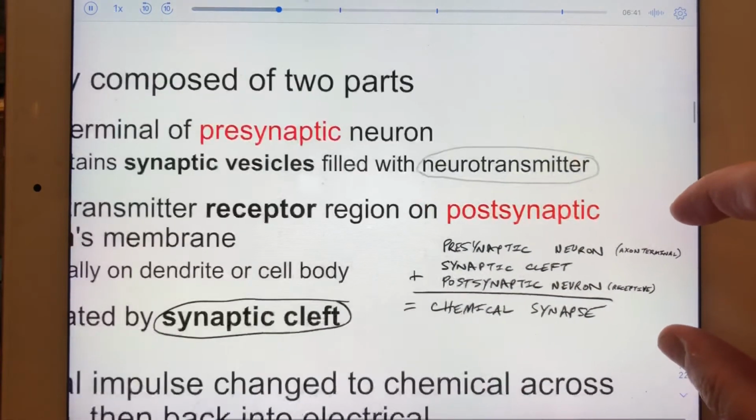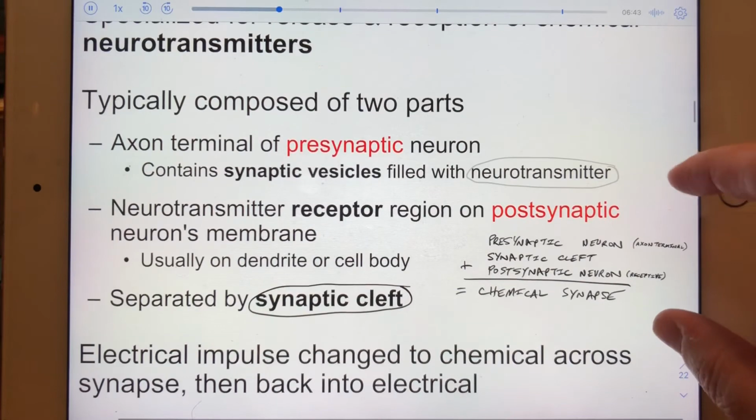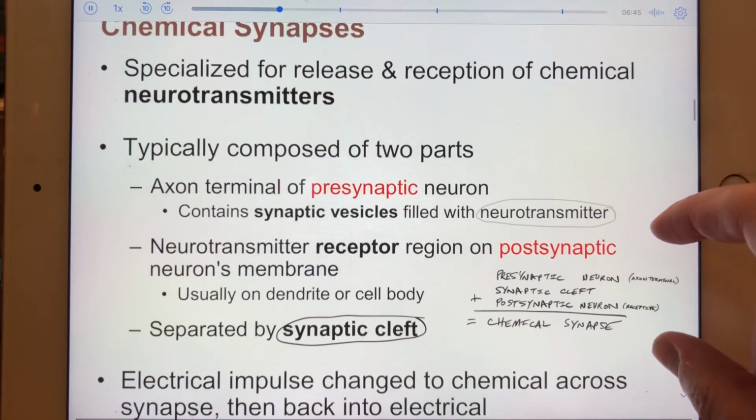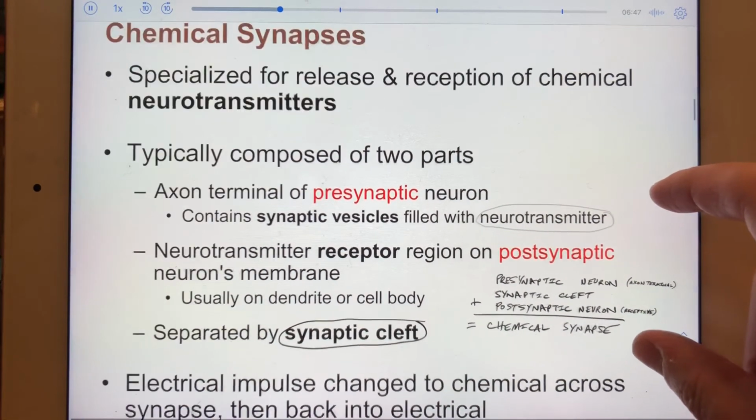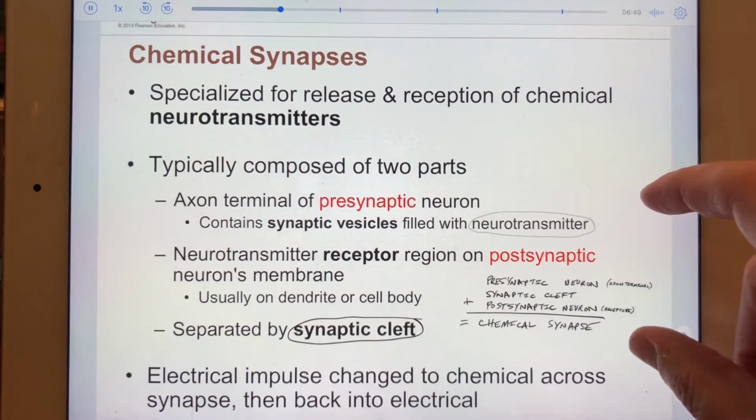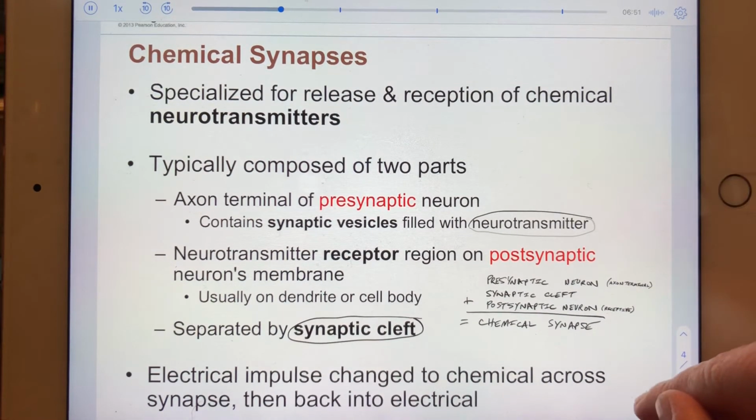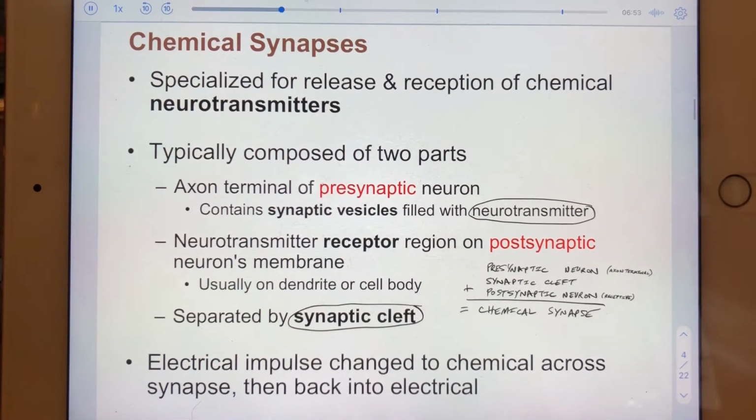Okay. Well, if there's a space between these two neurons, then how are they going to communicate? The presynaptic neuron sends neurotransmitter molecules into the synaptic cleft, and mounted on the receptive surface of the postsynaptic neuron are presumably matchy-matchy receptors for that neurotransmitter. Okay?